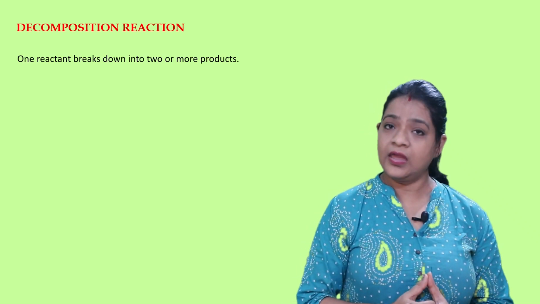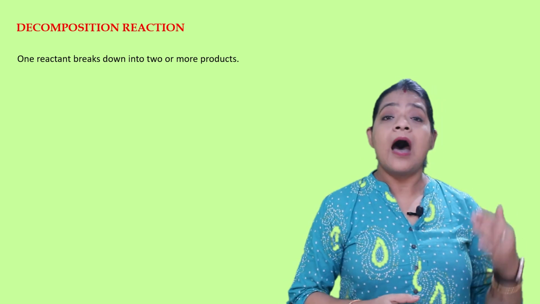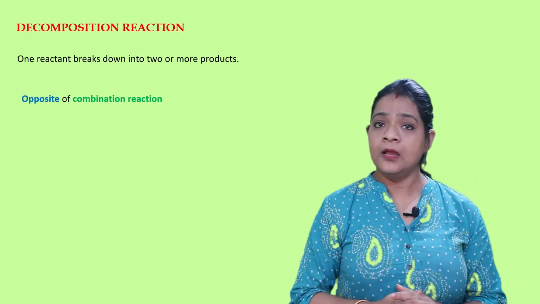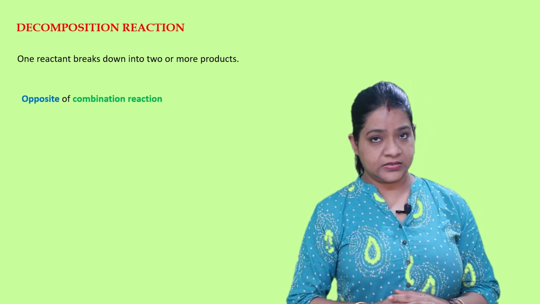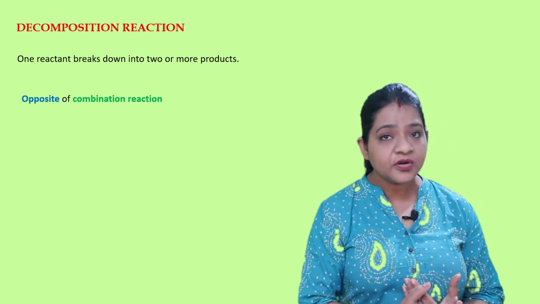The second type of chemical reaction is decomposition. Do you know the meaning of decomposition? Decomposition means breaking a single substance into many other smaller substances. Basically in a decomposition reaction, a single reactant breaks down into two or more products. So basically it is just the opposite of a combination reaction.